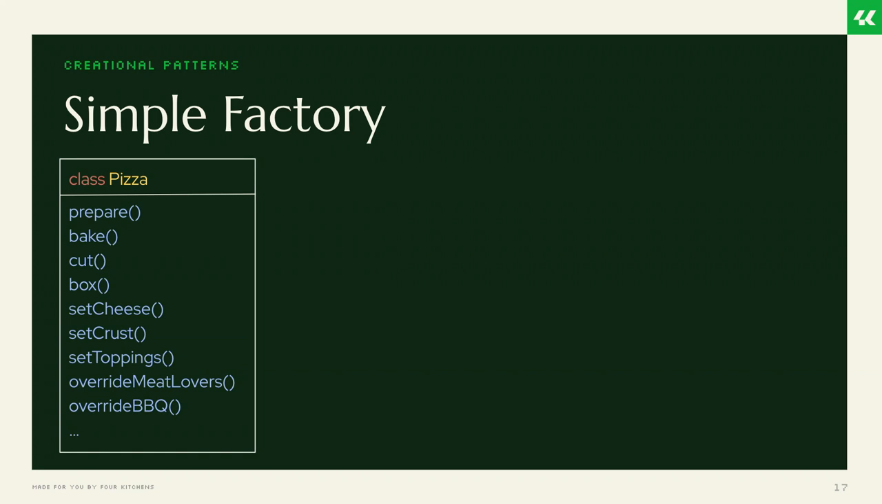Yeah, I know that's a lot of words. Let's show an example here of a class that's just too overloaded. It's creating a pizza. And I eventually want to create a series. I want to create a restaurant chain that can make these pizzas. And so just out of the box, my pizza class is going to have methods to prepare, bake, cut, and box that pizza. And I'm going to need to describe the properties of that pizza. So setCheese, setCrust, setToppings. Maybe override, and just like it's meatLovers equals true. And then you ignore the other toppings. I'm not sure what my business logic would be there.